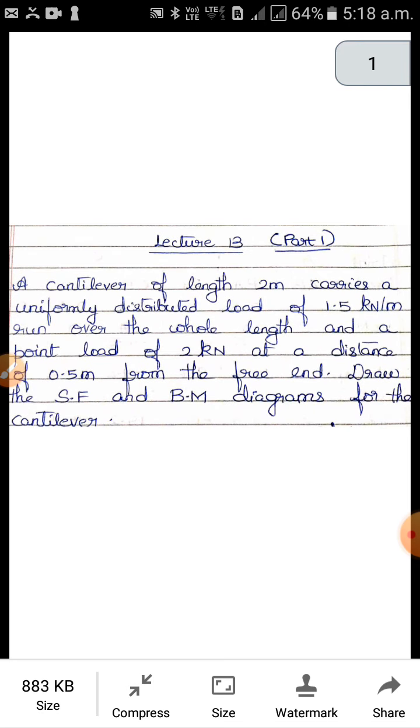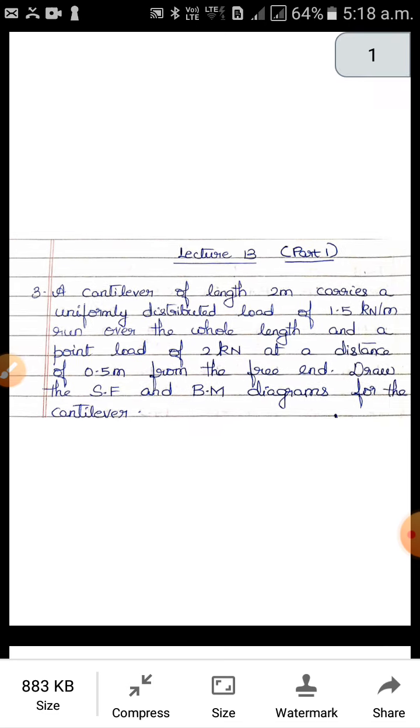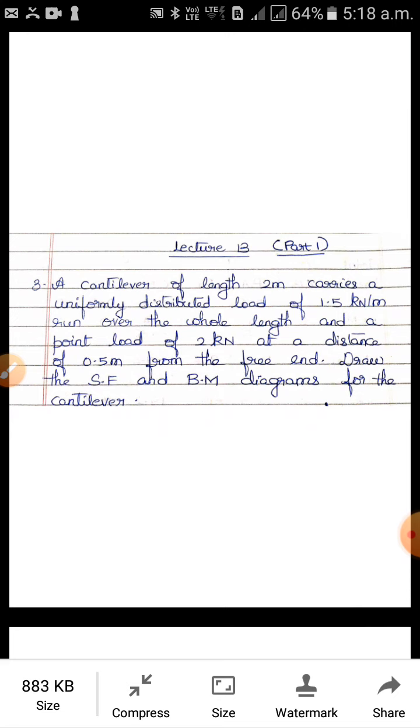So here a cantilever of length 2 meter carries a UDL of 1.5 kilonewton per meter run over the whole length and a point load of 2 kilonewton at a distance of 0.5 meter from the free end. So see, a cantilever has a fixed end and a free end. So from the free end there is a point load of 2 kilonewton. So if cantilever is AB, A is a fixed end, B is a free end. So from the free end B you have a point load of 2 kilonewton.